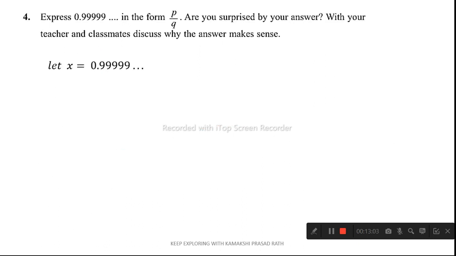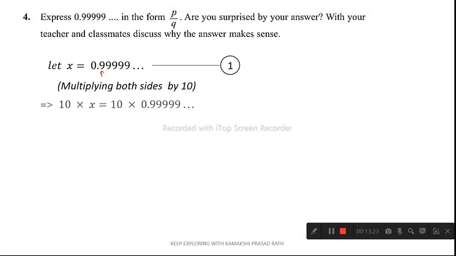Moving on with the next question. Express 0.9999 in the form of p by q. Are you surprised by your answer? Let's see what our answer is. Same process: x equals 0.99999, and that will be our equation 1. Here only one digit, the digit 9, is repeated, so we will multiply by 10. So we get 10x equals 9.999 and so on.